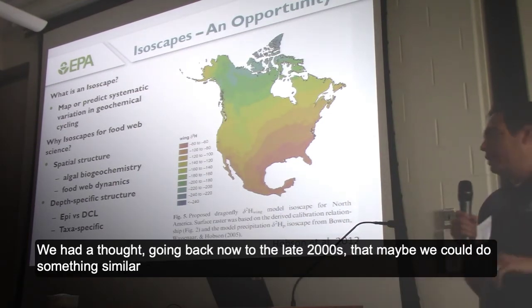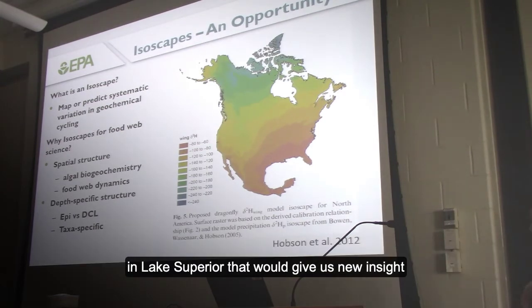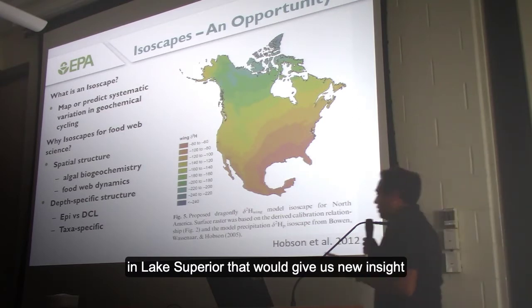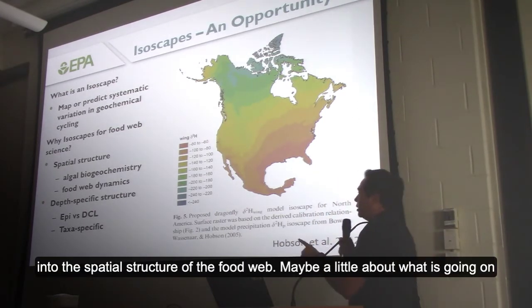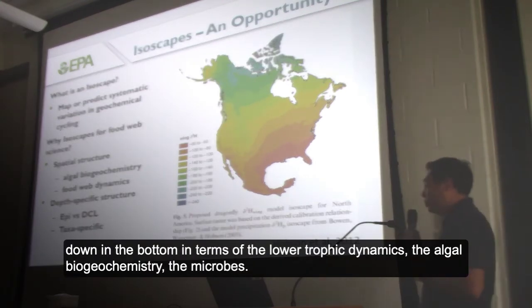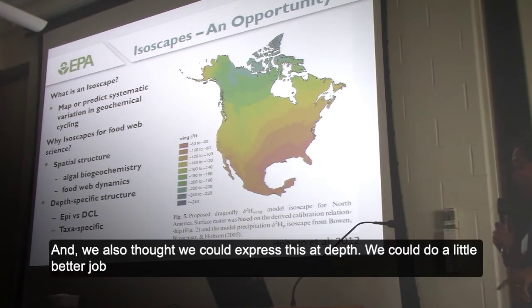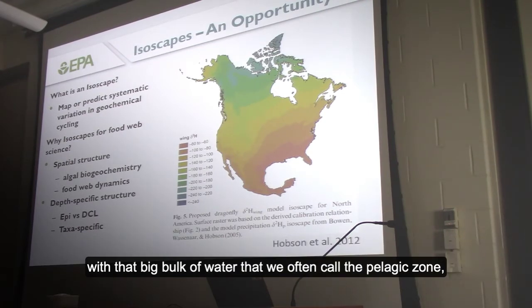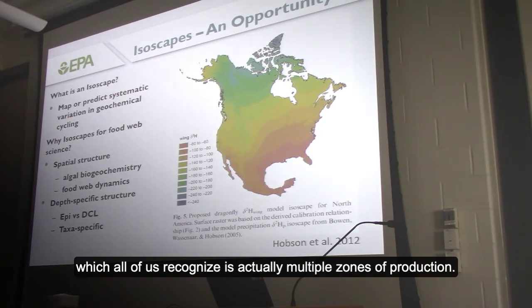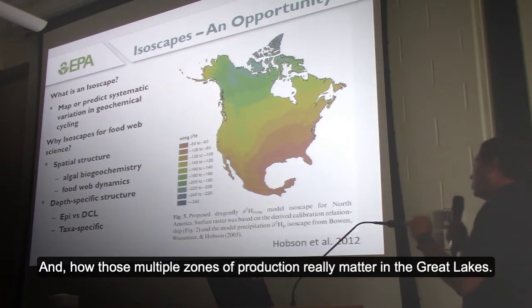And we had a thought going back now to the late 2000s that maybe we could do something similar in Lake Superior. That would give us new insights into the spatial structure of the food web, maybe a little bit about what's going on at the bottom in terms of that lower trophic dynamics, the algal biogeochemistry, the microbes, a little bit more insight into the food web dynamics. And we also thought if we could express this at depth, we could do a little better job with that big bulk of water that we often call the pelagic zone, which all of us recognize is actually multiple zones of production, and how those multiple zones of production really matter in the Great Lakes.